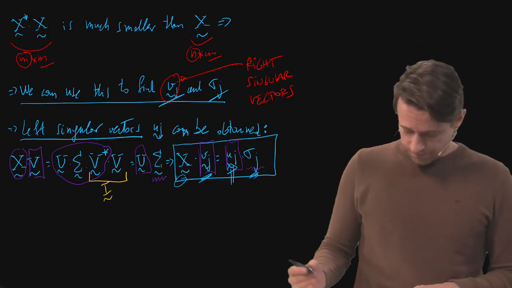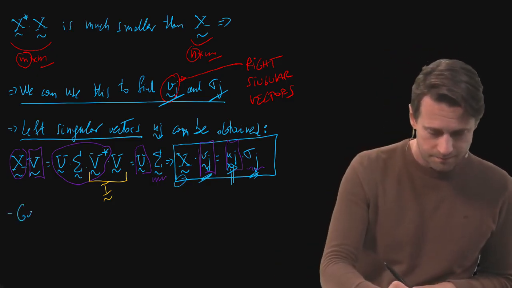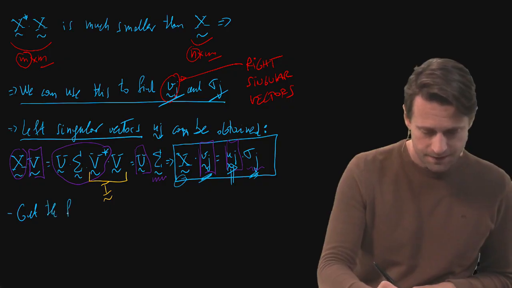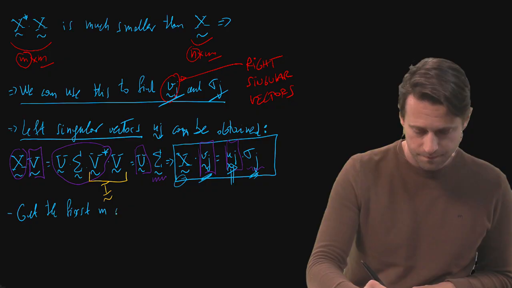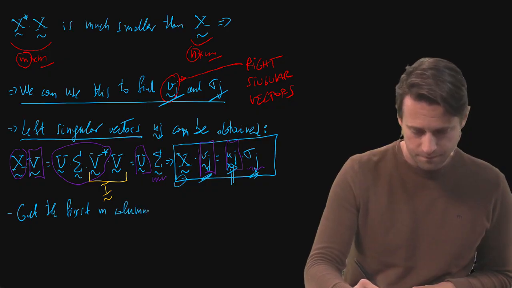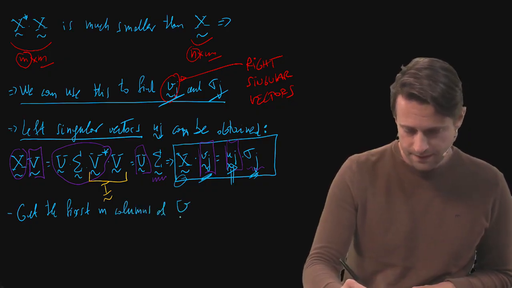Now, from that equation, we can get the first m columns of U. This is the key.